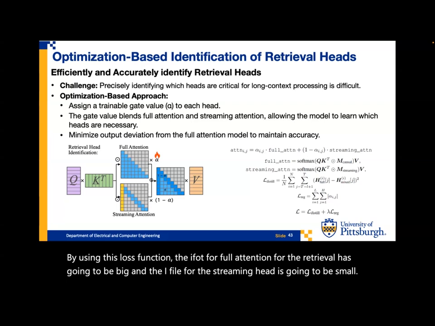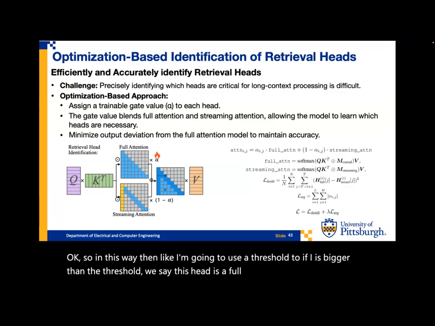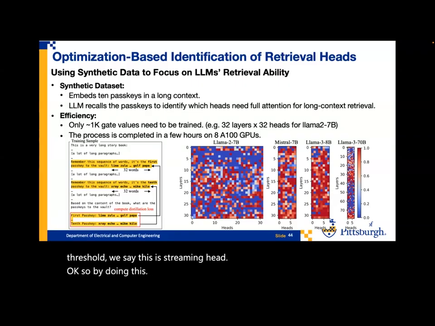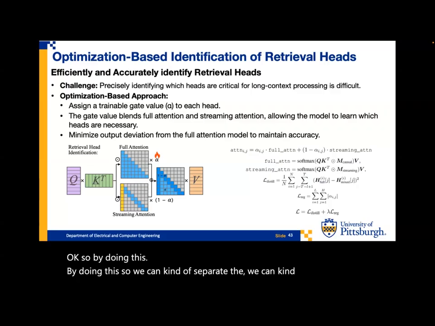So then I'm going to use a threshold. If alpha is bigger than the threshold, we say this head is a full attention head. If alpha is smaller than the threshold, we say this is a streaming head. By doing this, we can separate the retrieval heads from the streaming heads.